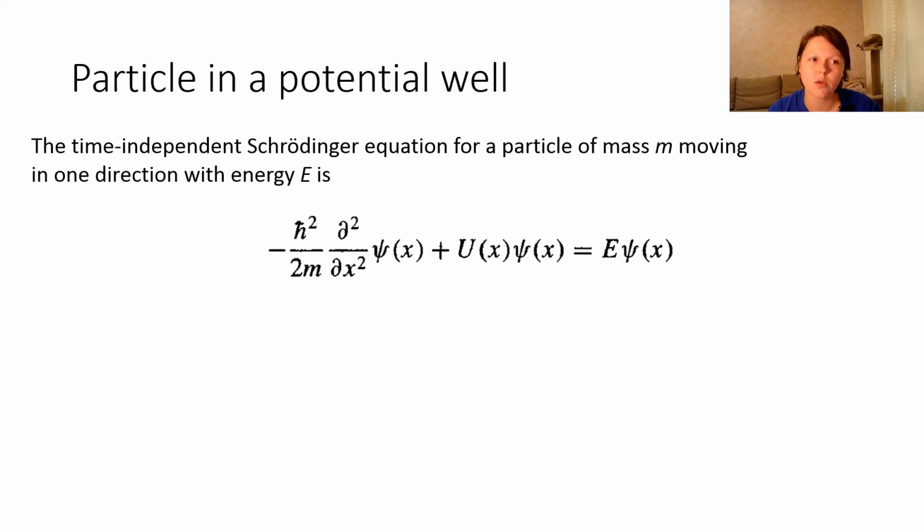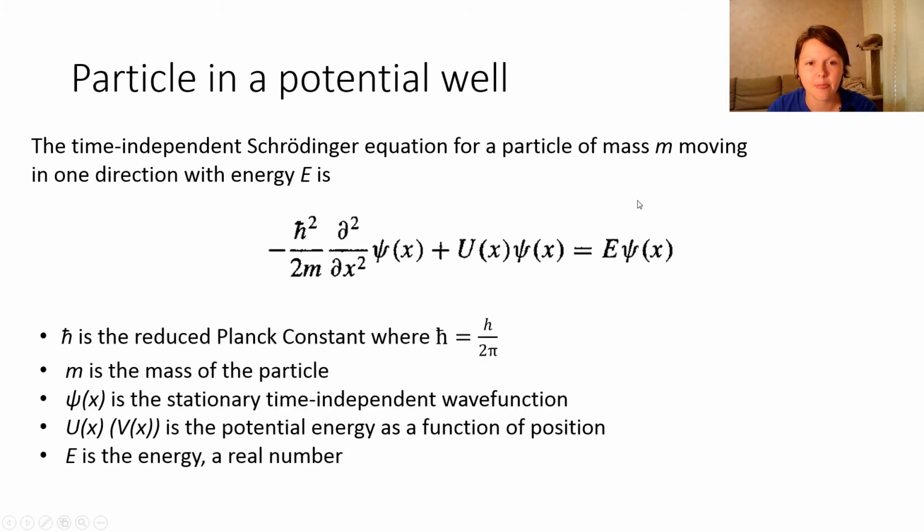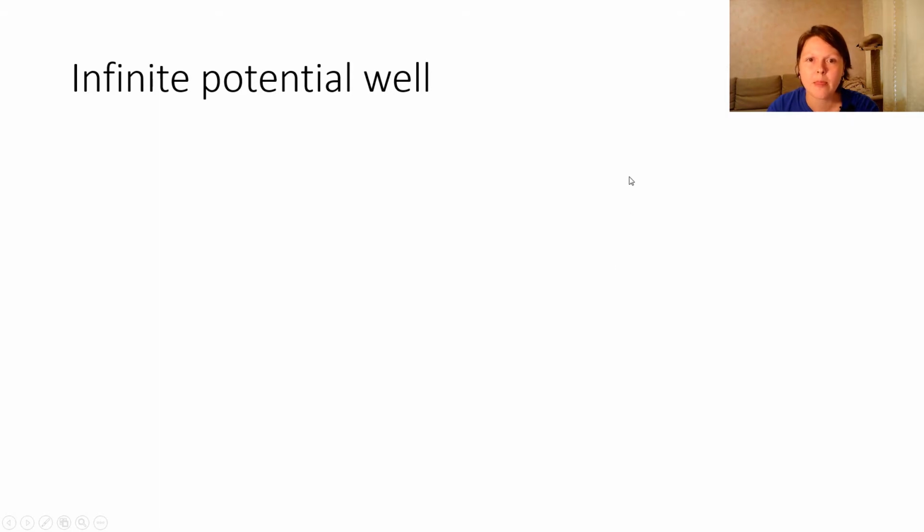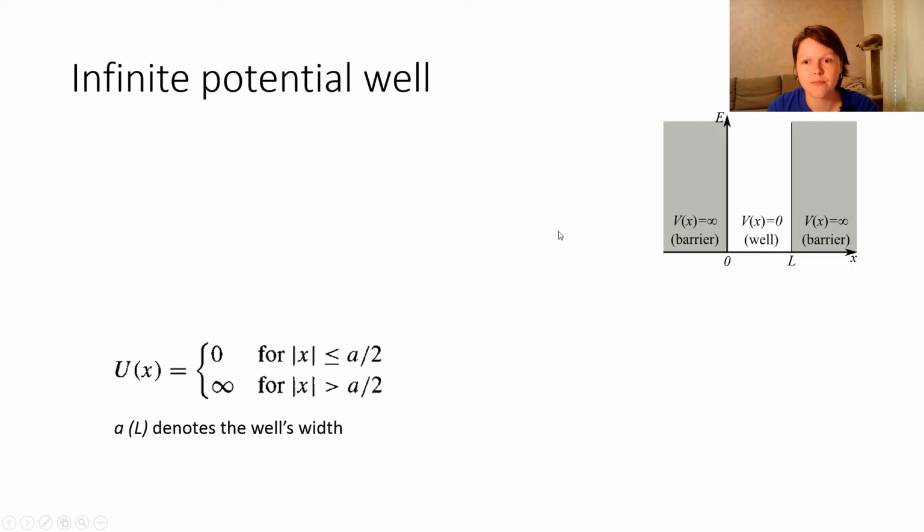The equation that describes the particle energy in the potential well is the time-independent Schrödinger equation that you see here. In the Schrödinger equation, this function is the potential energy as a function of the position of the particle inside the well. Psi function is the stationary time-independent wave function. m is the mass of the particle, and E is the real number of the energy of the particle. There are two kinds of potential wells, infinite and finite ones.